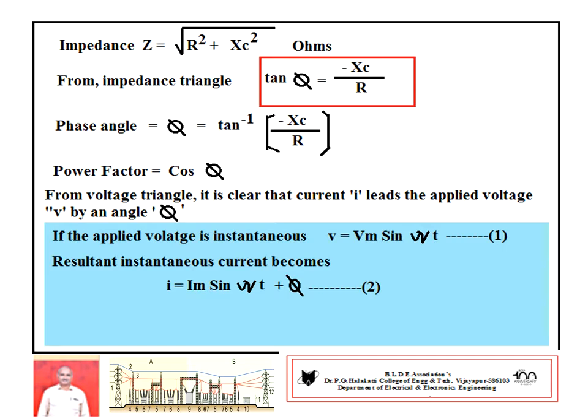Impedance of the RC series circuit Z may be given by under square root of R squared plus Xc squared. From the impedance triangle, it is possible to calculate the phase angle. Therefore, tan phi equals minus Xc by R. You determine phase angle phi equals tan inverse of Xc by R. So, we now know the phase angle.